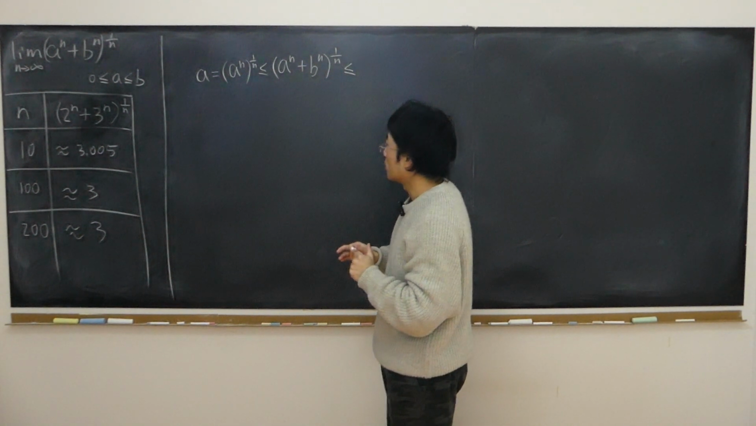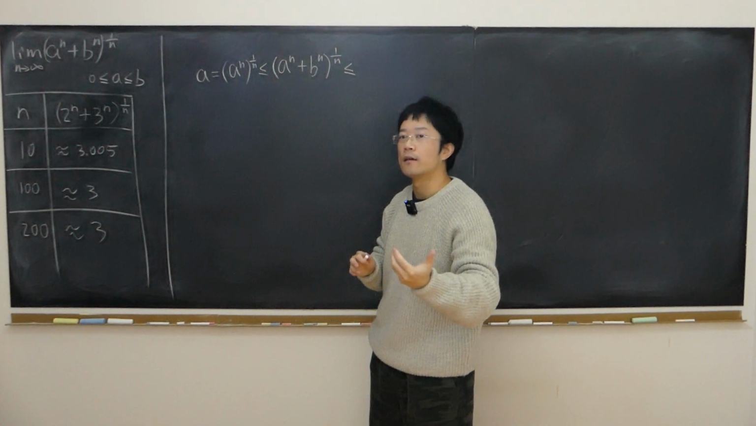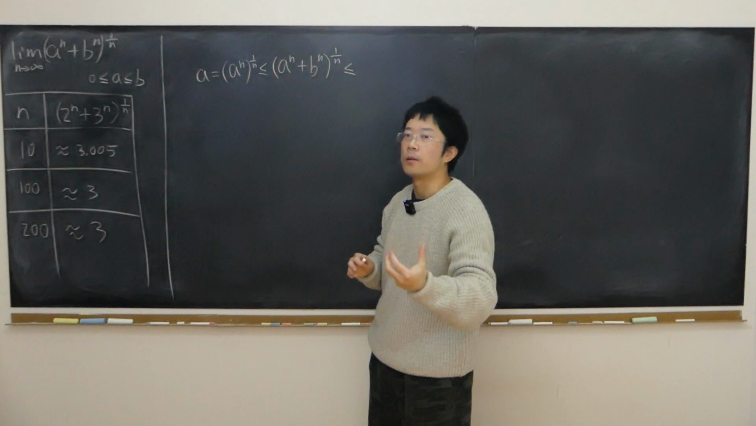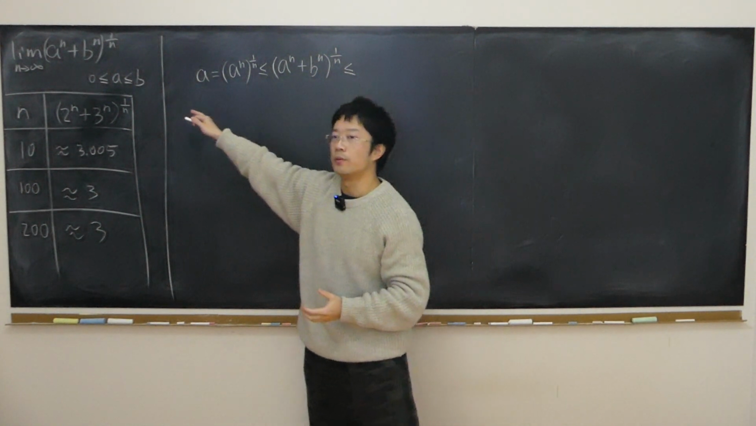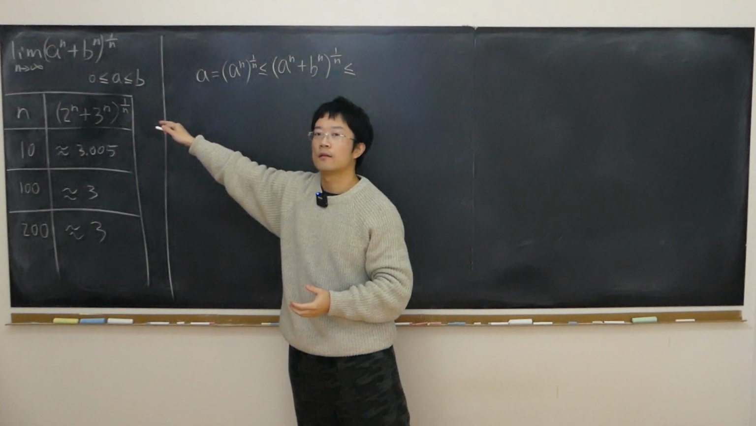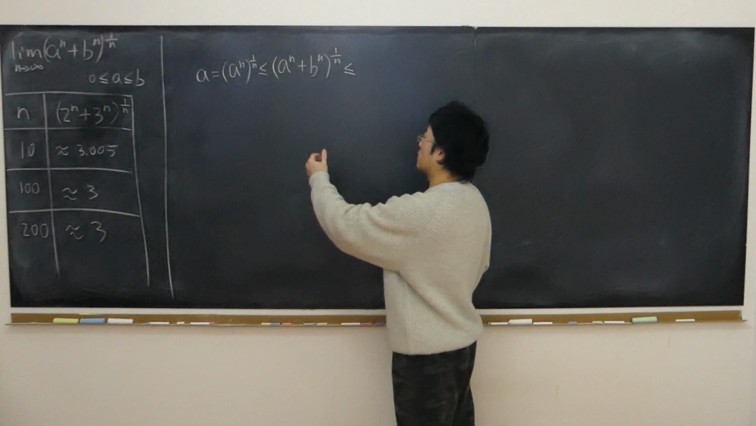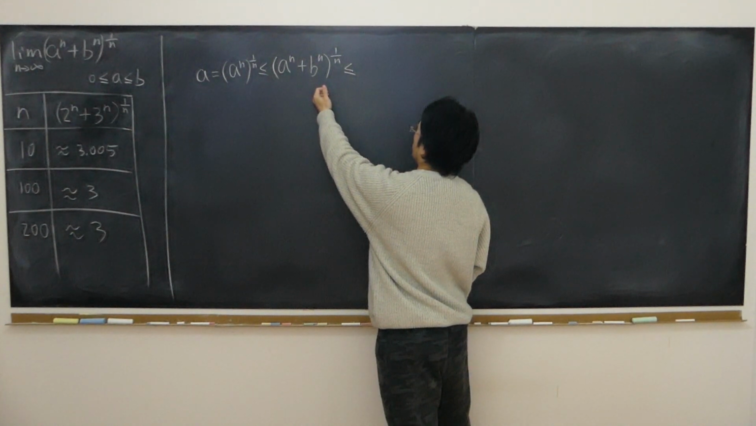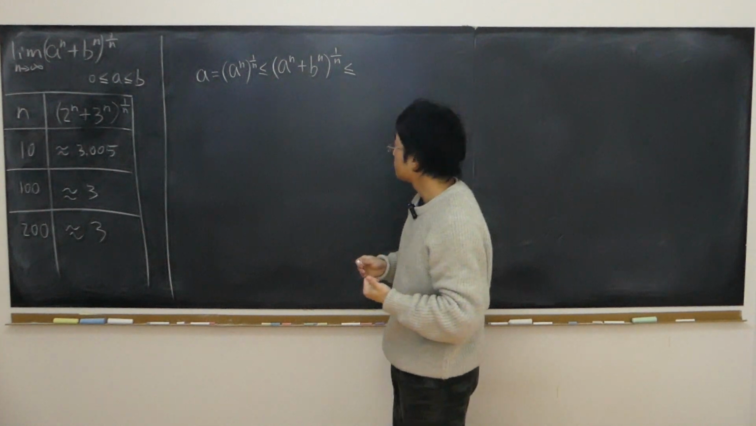Why? Because we don't even know if twice of a to the power n is greater than b to the power n. We don't know that, because b could be way larger than a. So in that case, we cannot simply replace b to the power n with anything that's related to a to the power n.